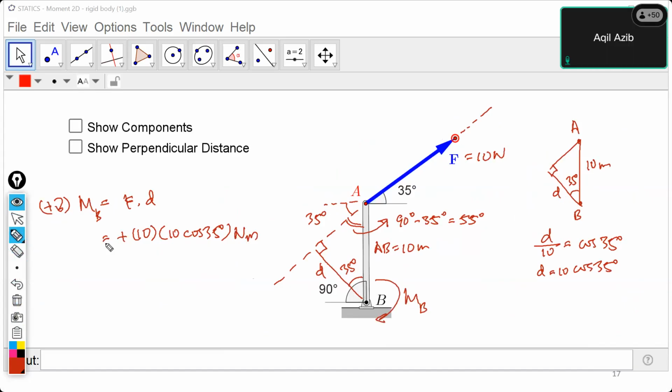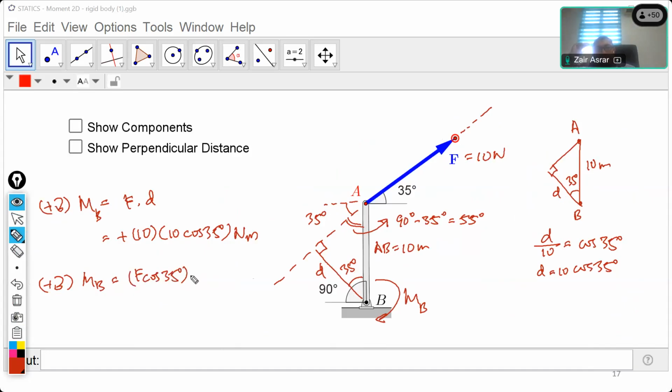Clear? I have a question. Yep. Can we use 10 meters and multiply by Fx? So like 10 cos 35. Yep, because it's perpendicular, no? Okay, another approach will be using F cos 35 degrees multiplied by the distance of 10 meters, and you'll end up with the same moment.